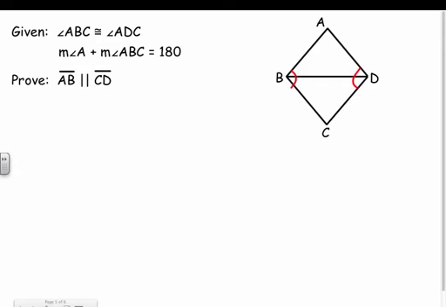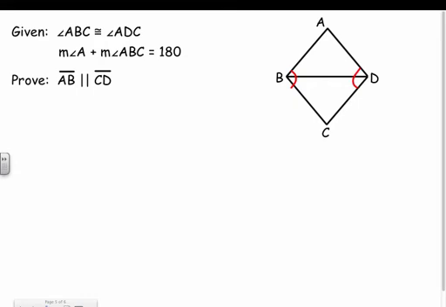And then measure of angle A plus measure of angle ABC equals 180. So we're looking at A and ABC. These two add up to 180, don't they? So they're not congruent. I shouldn't do that, but I just wanted to picture that. And we want to prove that AB is parallel to CD.